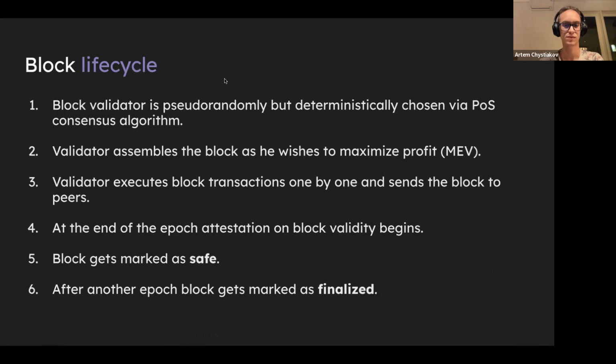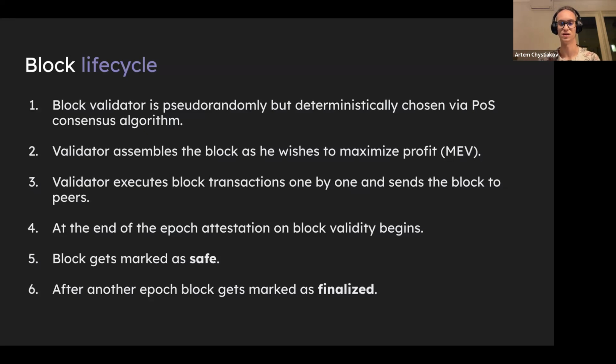Okay, the block life cycle. Number 1, the block validator is pseudo-randomly but deterministically chosen via proof-of-stake consensus algorithm. So every next validator is deterministically known.